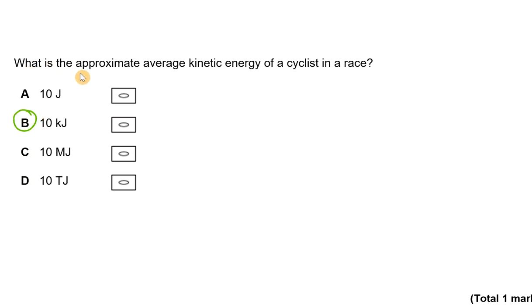So the question is, what is the approximate average kinetic energy of a cyclist in a race? And we've got 4 options here. You can see the difference between each one is 1,000 times different. Joules, kilojoules, megajoules, terajoules. So we really want to do this question as quickly as possible and find the approximate value.